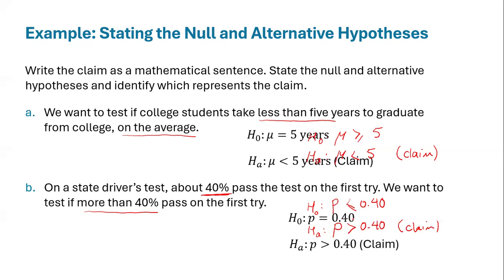Or you can just put an equal sign. I told you, you can only keep the null as an equal sign. But if it's a claim, you have to write the exact symbol that we have.